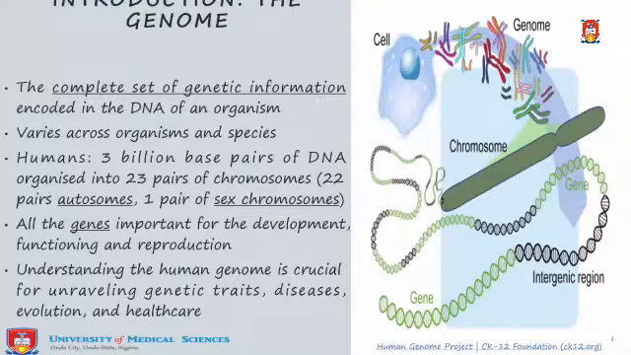For humans, we have about 3 billion base pairs of DNA, and they are organized into 23 pairs of chromosomes. From our basic biology, we know we have 22 pairs of autosomes and 1 pair of sex chromosomes. For the female, you have XX, and for the male, you have XY. So that is simple biology. We are going back to simple biology.